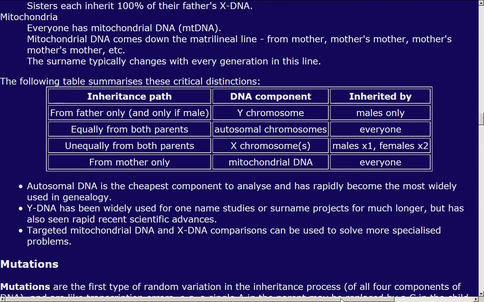There's the summary. The DNA that comes from the father only to males only is the Y chromosome. DNA that comes equally from both sides are the autosomal chromosomes. The X chromosomes are used in specialized studies, so I'm not going to talk about them today. And the mitochondrial DNA comes to everyone from the mother and the mother's mother and the mother's mother's mother and so on.